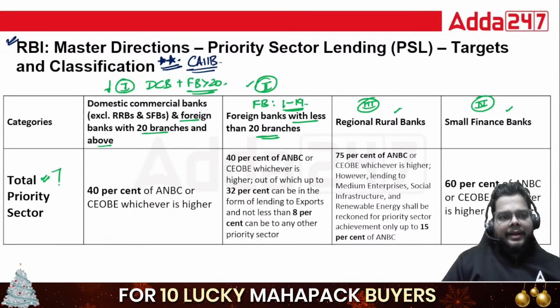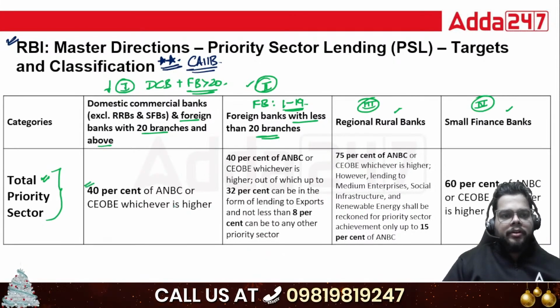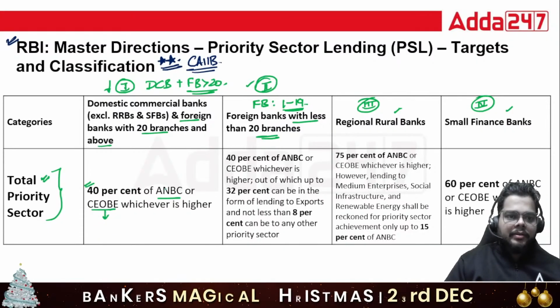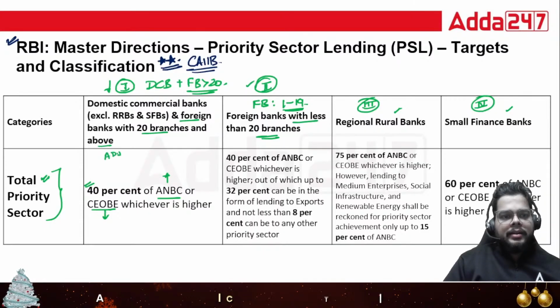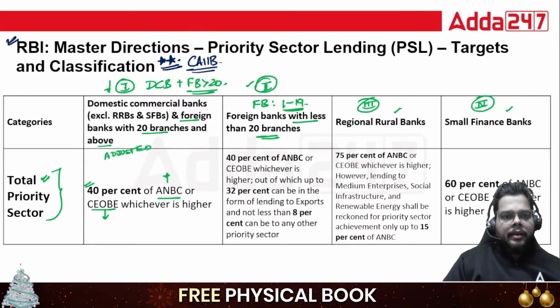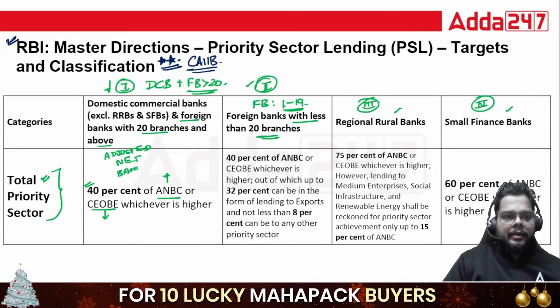So for total priority sector, what is the obligation on the first category? It is 40% of ANBC or COB, whichever is higher. Fine. ANBC or COB, whichever is higher. ANBC is what? Adjusted net bank credit. Fine, net bank credit.